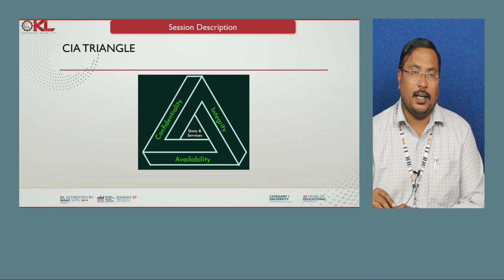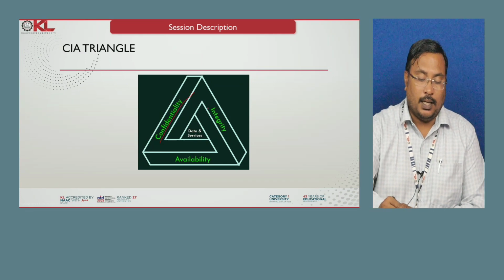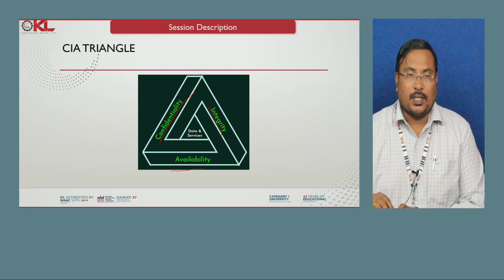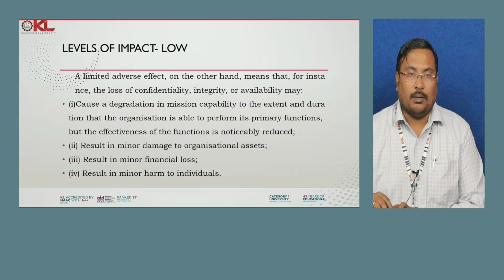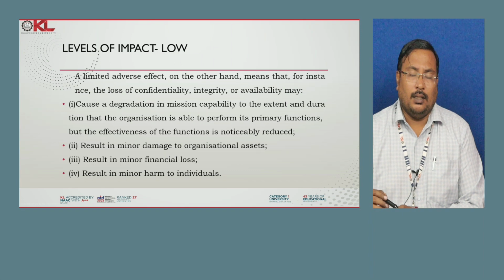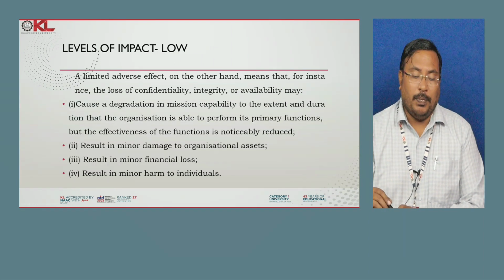So this is the CIA triangle. C stands for confidentiality, I stands for integrity and A stands for availability. All these things work together in order to achieve computer security or information security. So if security is not there in the system, what will happen? The impact is classified into three types: low, moderate and high.